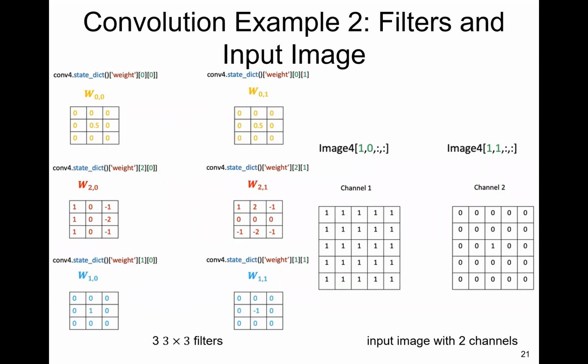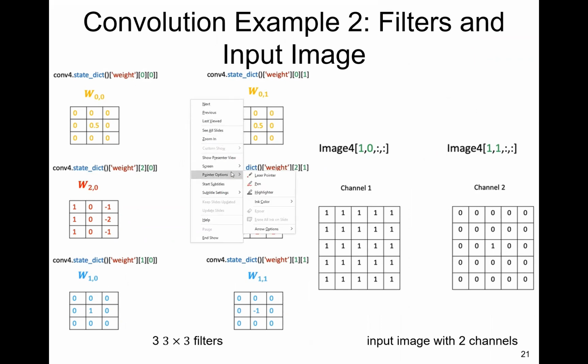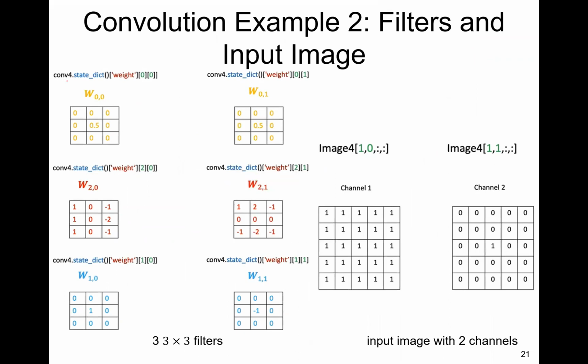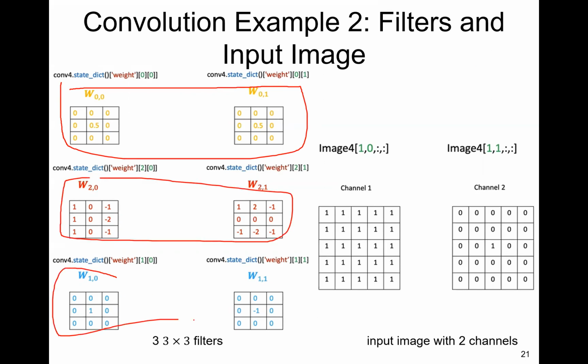So here's an example of filters and input images. These are the 3 filters and an input image with 2 channels. In terms of PyTorch, this is one filter. This is another one. This is another one. So that's 3 filters, each one with depth 2. And the input is one image with 2 channels.